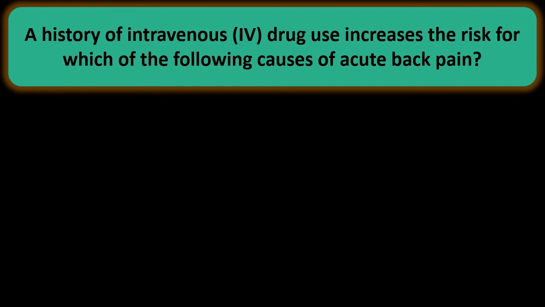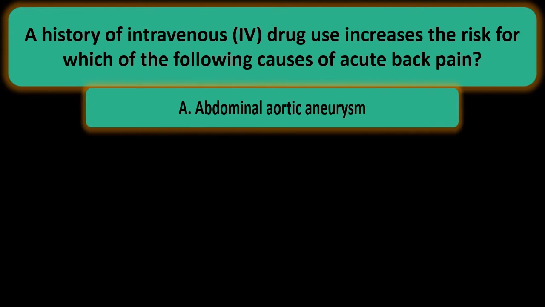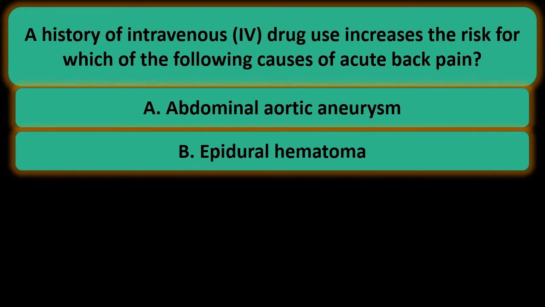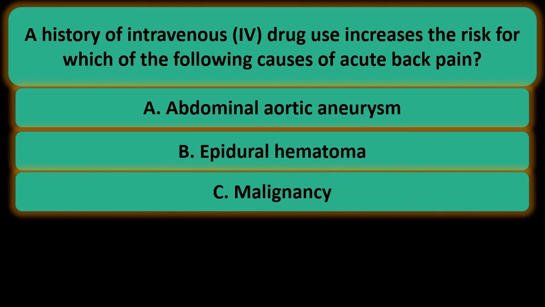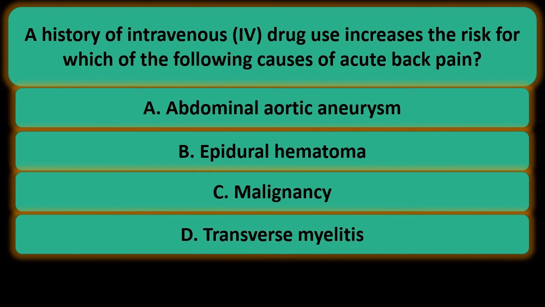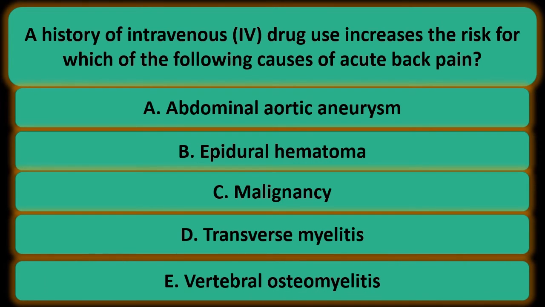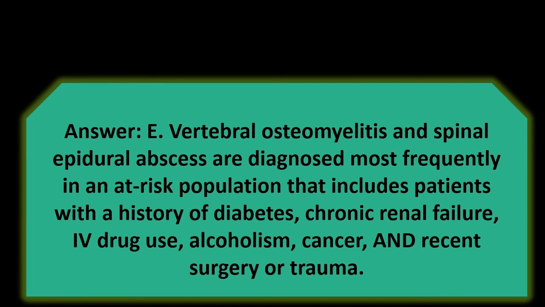A history of intravenous drug use increases the risk for which of the following causes of acute back pain? A. Abdominal aortic aneurysm. B. Epidural hematoma. C. Malignancy. D. Transverse myelitis. E. Vertebral osteomyelitis. Answer is E. Vertebral osteomyelitis.